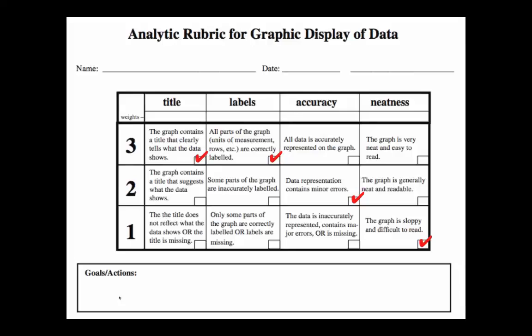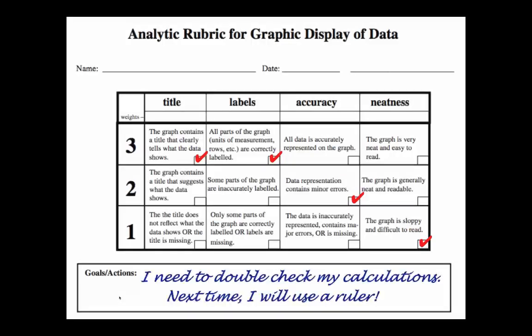So the idea being, when the assessment is returned, we would ask the students, in fact expect the students, to identify some goal or specific action that they will take to improve their performance next time. And this to me is a simple way of transforming a rubric from simply an evaluation or grading tool to a tool that includes self-assessment and goal setting.